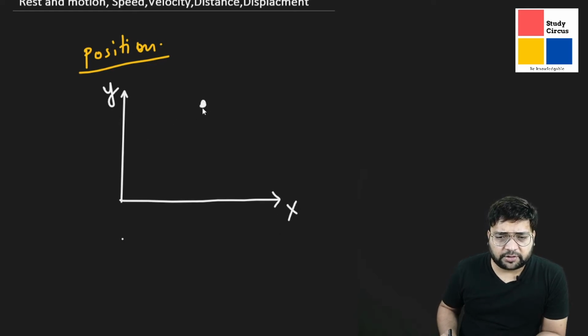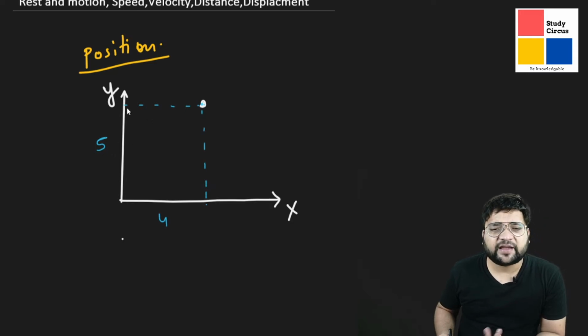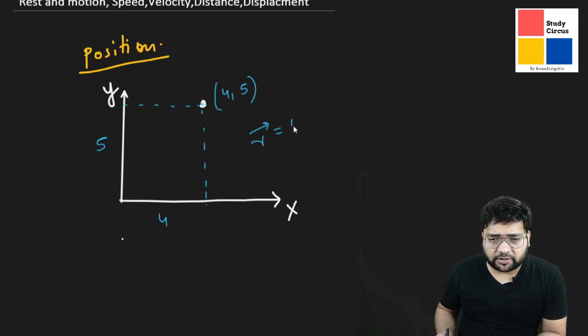Now suppose this is a point. Let's say its coordinates are 4 along x and 5 units, whatever the units be, meter, centimeter, 5 units along y and 4 units along x. So I will say the coordinate is (4, 5). So the position vector of this point is what? 4 along i plus 5 along j. 4i plus 5j is the position vector.